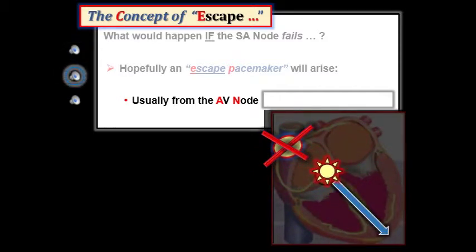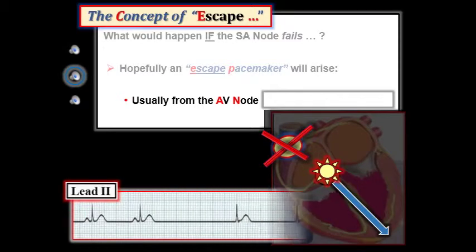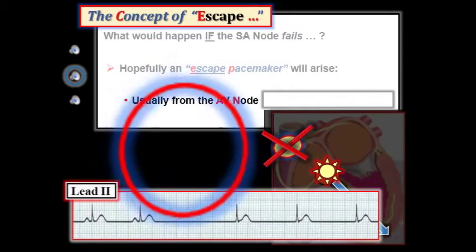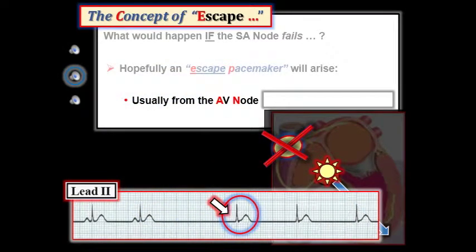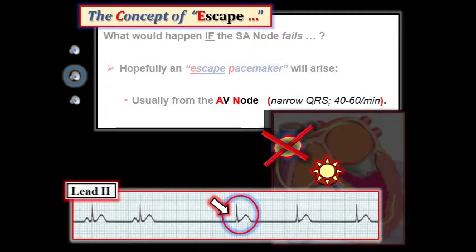The QRS complex in an AV nodal or junctional escape rhythm is narrow, and the QRS complex is not preceded by a P wave. Or if a P wave is present, it is negative in lead 2, white arrow. The usual AV nodal escape rate is between 40 to 60 per minute, or just below the lower limit for normal sinus rhythm.